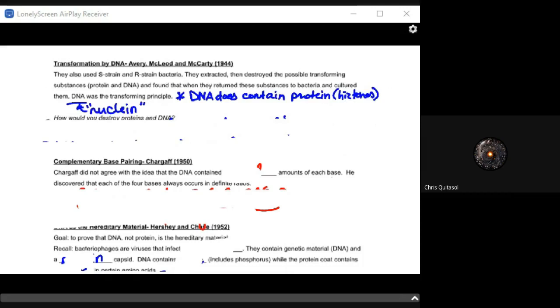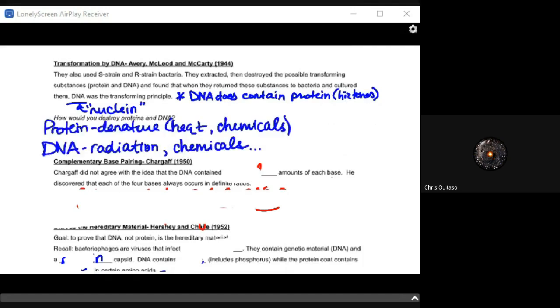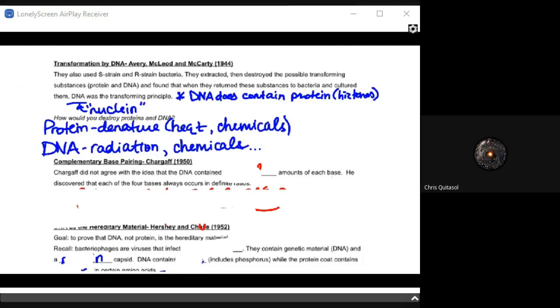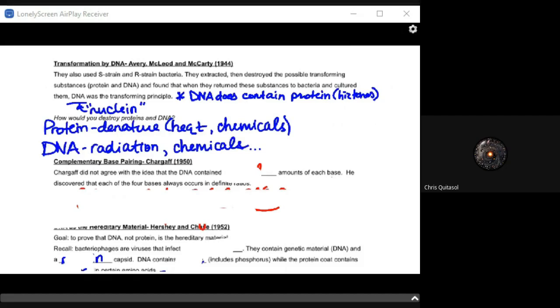And as a result, they determined how they could destroy proteins and DNA. Proteins denature as a result of heat or chemicals, while DNA is broken down by radiation and chemicals. They understood that specific things get broken down or denatured depending on whether they're protein or DNA, because heat doesn't necessarily kill DNA the same way that it denatures proteins, because proteins have different bonds than DNA. But radiation does break down DNA. And chemicals, depending on the type, can be used to break down both protein and DNA.